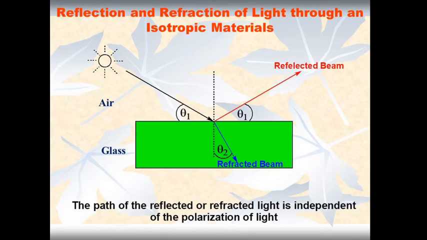Let us consider the reflection and refraction of light through an isotropic medium. Here we can see that when light passes from air to glass, there is a refracted beam and a reflected beam. The medium is isotropic, so there is no variation in the refractive index. Therefore, we obtain only a single refracted beam.